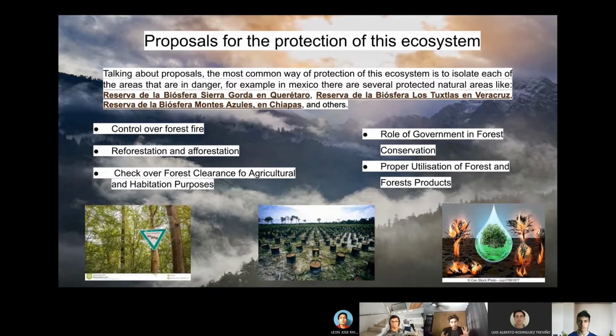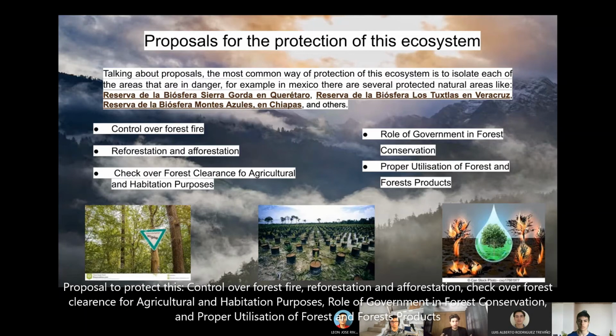And now we have 5 proposals to protect this. They are the control over forest fires, reforestation and afforestation, checking the forest clearance for agriculture and habitation purposes, the role of government in forest conservation, and proper utilization of forest and forest products.